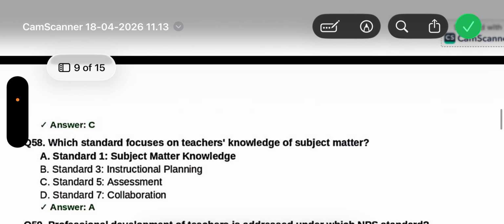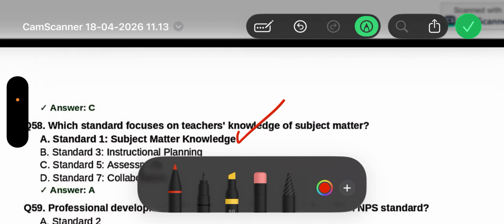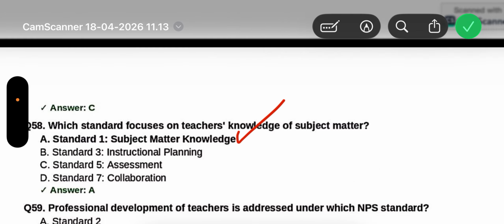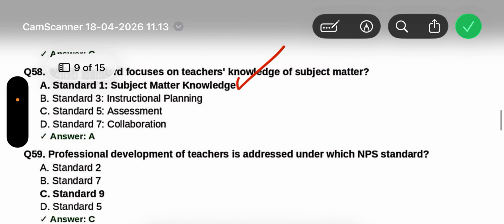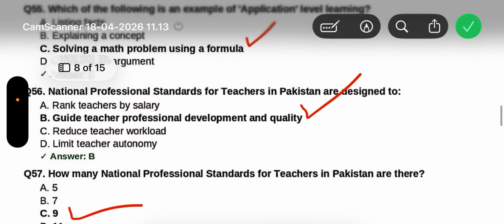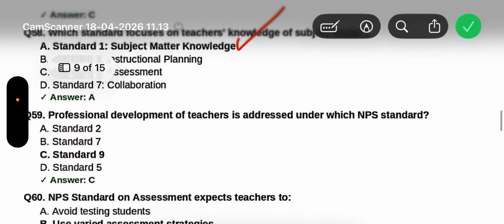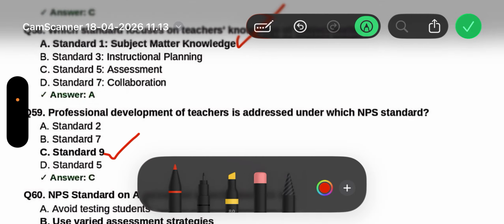Question number 58. Which standard focuses on teachers' knowledge of subject matter? It is standard 1, subject matter knowledge. It focuses on teachers' knowledge of subject matter. Question number 59. Professional development of teachers is addressed under which NPS standard? NPS is National Professional Standard. So the correct option is standard 9. In standard 9, professional development of teachers is addressed.